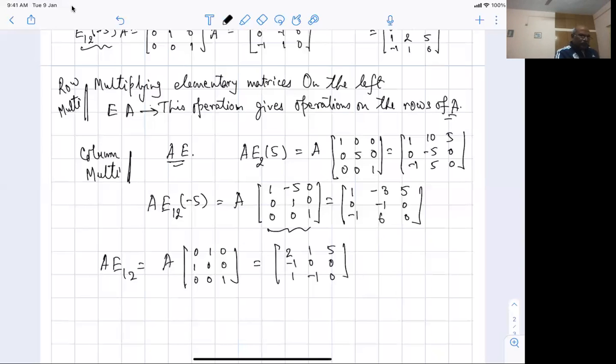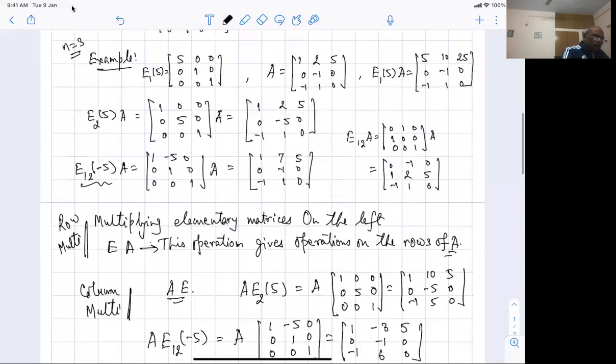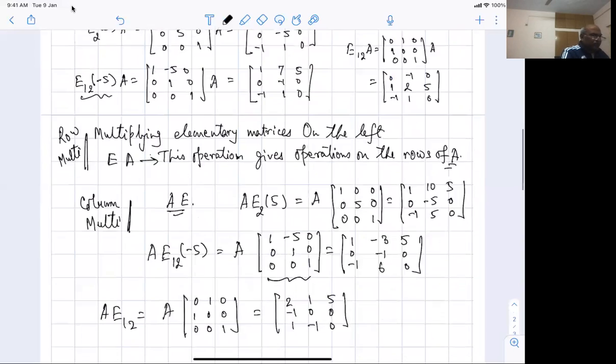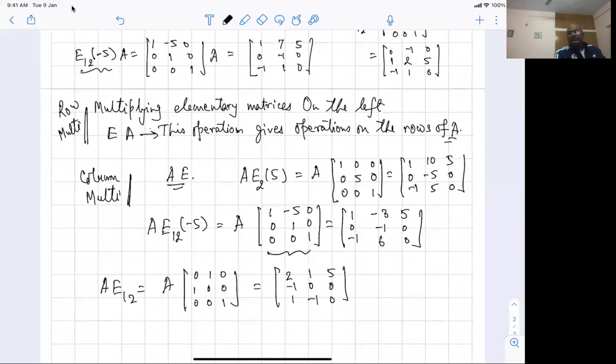So 0 times the first column, 1 times the second column. So 1 times the second column is 2, minus 1 and 1. This is what I had. Fine. So just try that out. And as told earlier, elementary matrices are also invertible. I have given you the inverse of them.